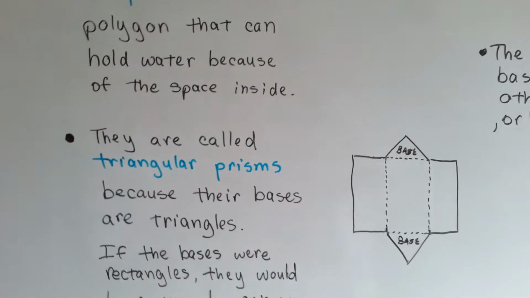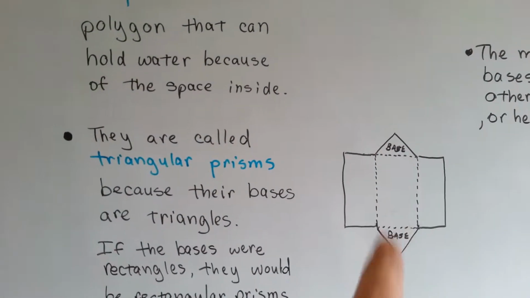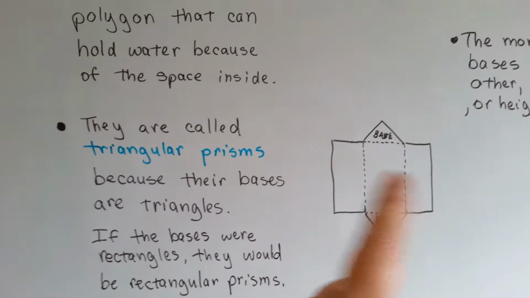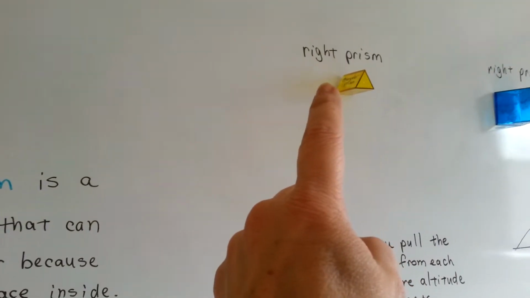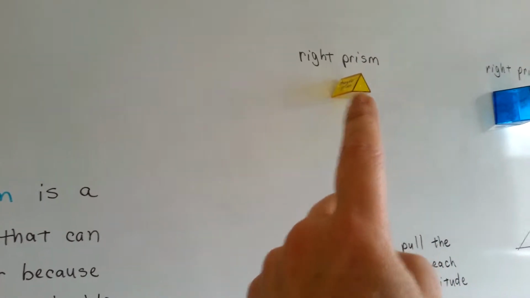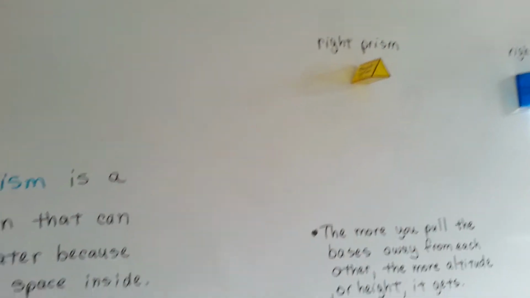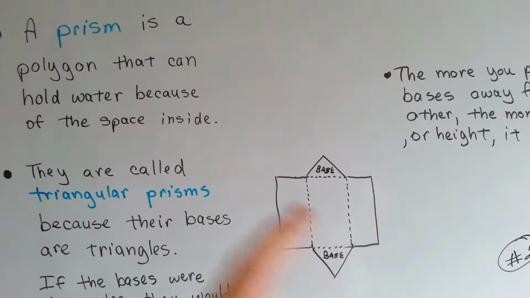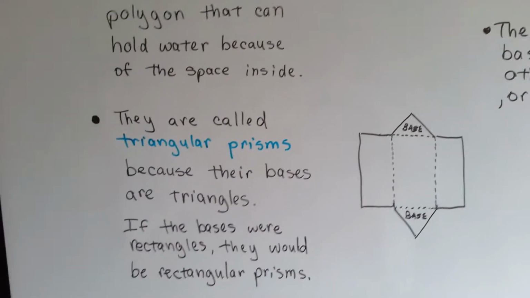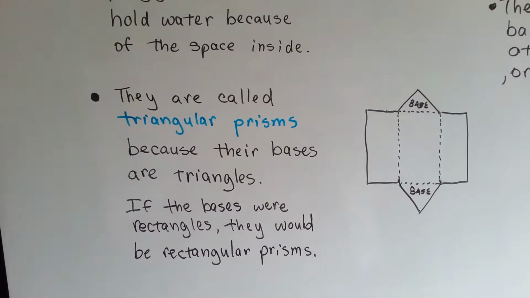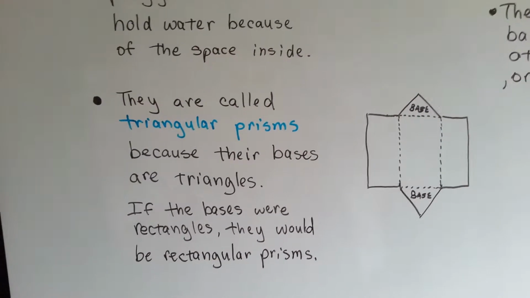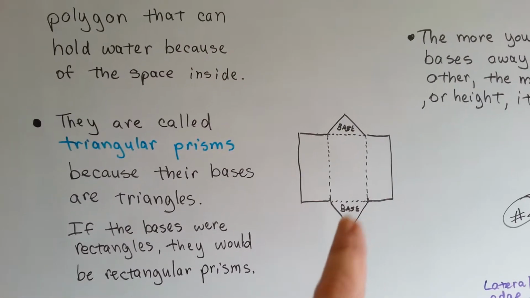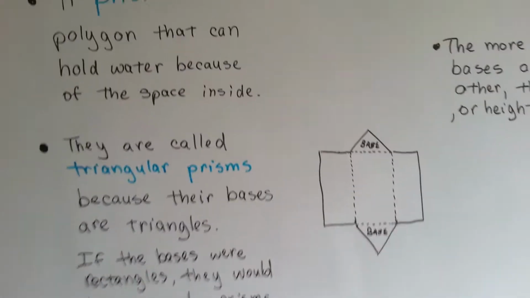They're called triangular prisms because their bases are triangles. If you were to open it up, it would look like this. There's a triangle against my dry erase board, and there's a triangle out here, and then there's 3 rectangular sides. See? 1, 2, 3, with 2 triangle bases. If the bases are rectangles, then they'd be rectangular prisms. But these are triangular prisms.